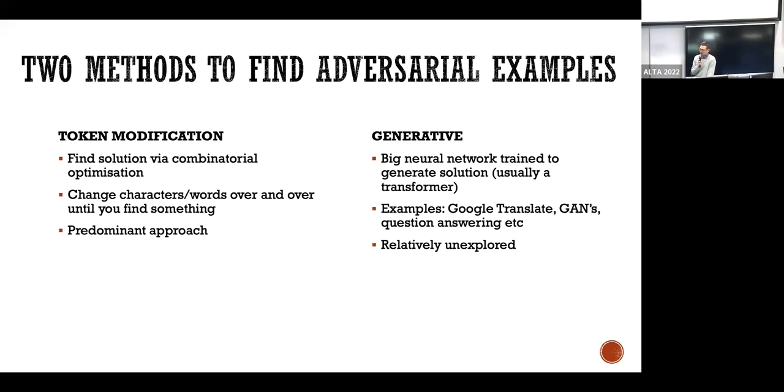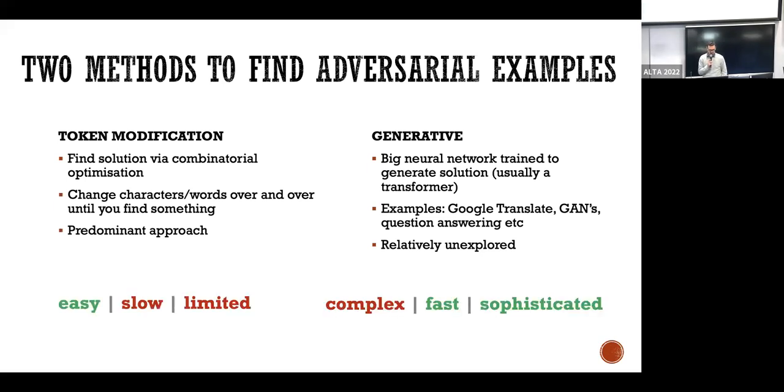The other approach is more of a direct generative approach. So similar to our big neural networks, like Google Translate and all the beautiful transformers that you've seen this conference, we just aim to directly generate an adversarial example. So none of this flipping characters stuff. We just put in the input and treat it like a text-to-text task.